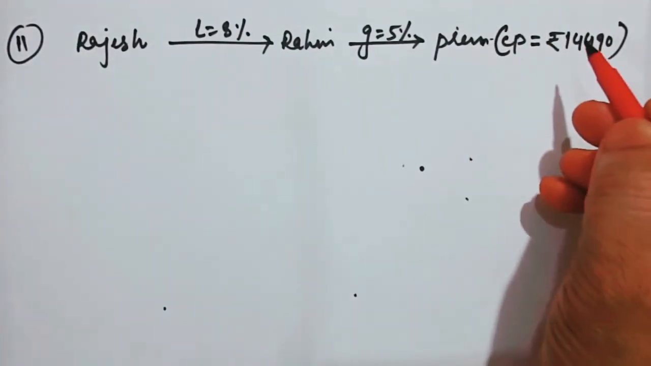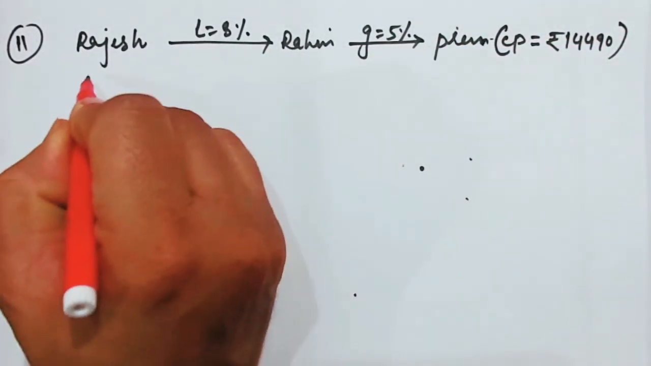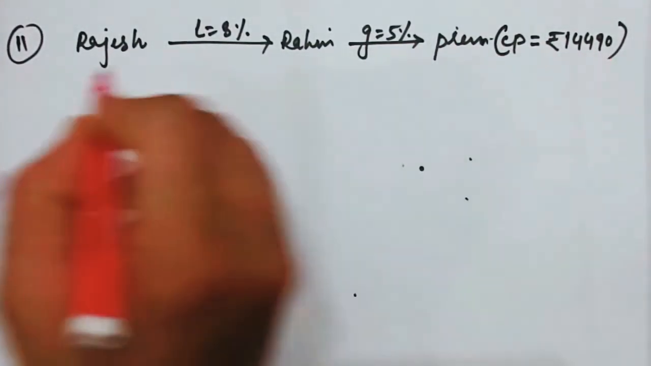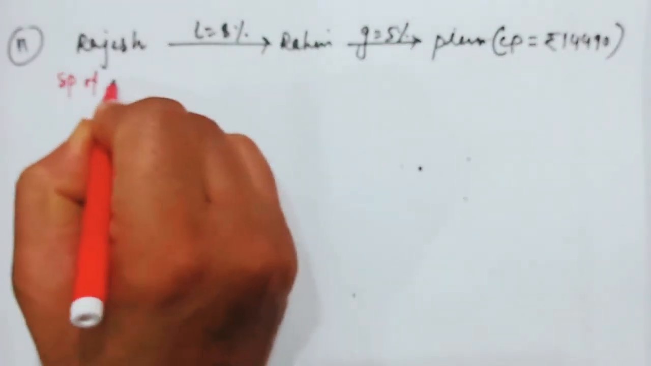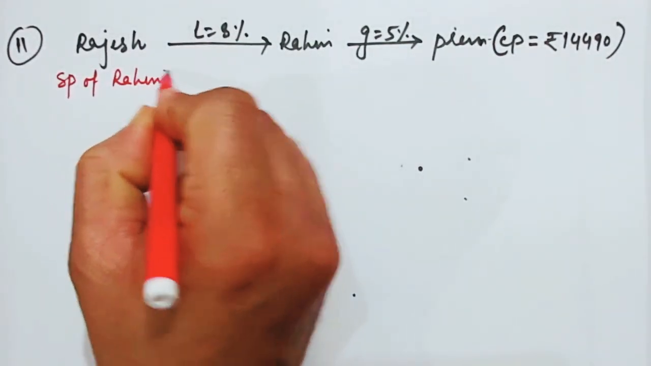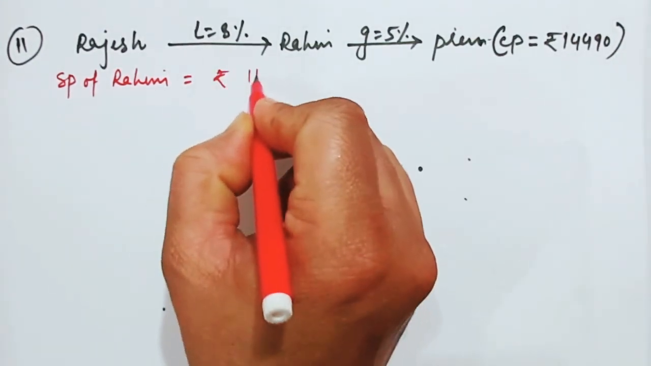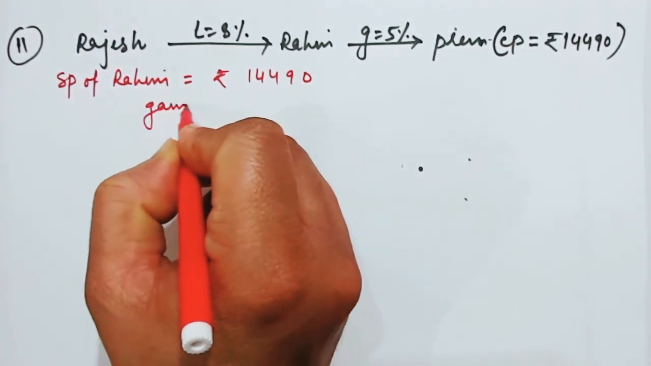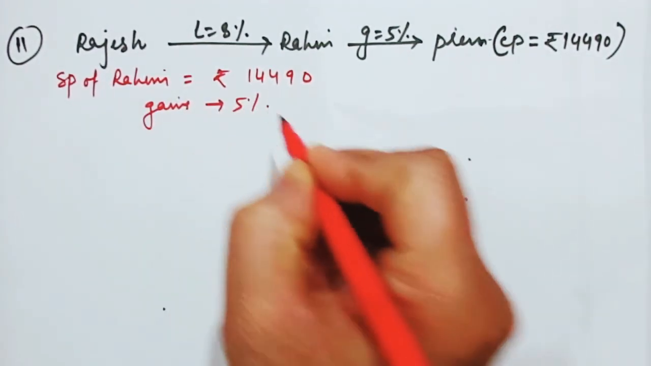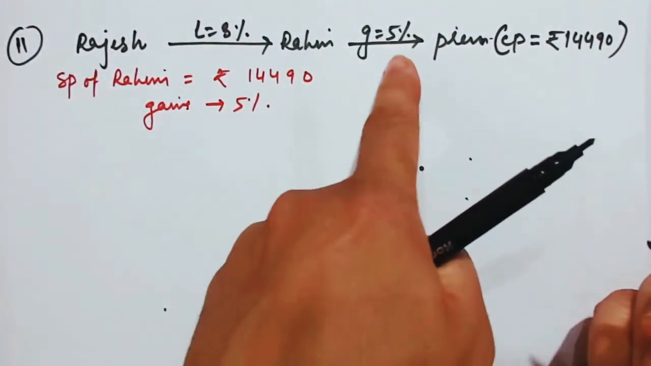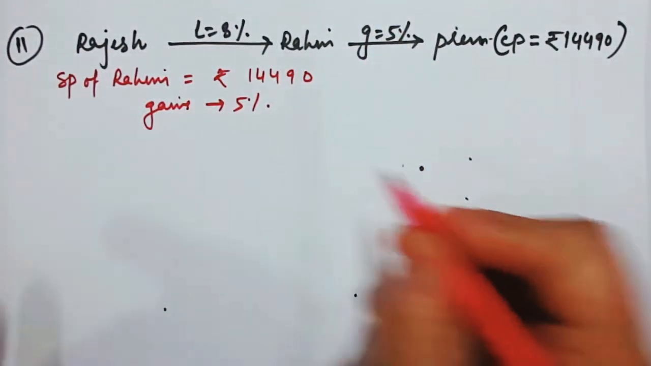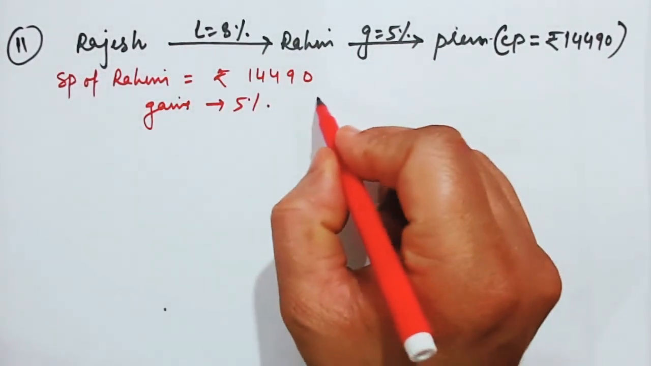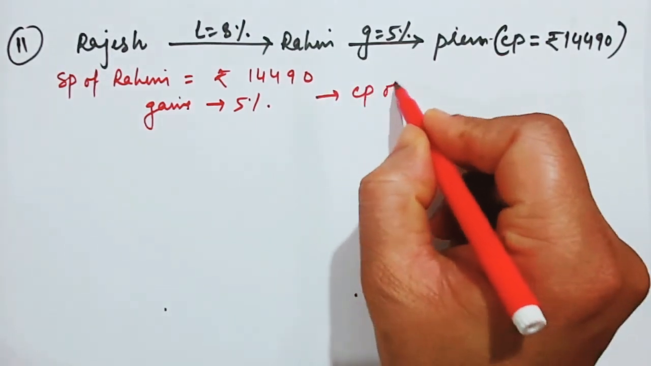Okay, we shall go in the backward direction. So cost price of Prem is 14490. So I'll write selling price of Rahim will be equal to rupees 14490. And then he gains 5%. Of course, Rahim gains 5% on selling the scooter. So selling price of Rahim is 14490, gain is equal to 5%. Can you please find out the cost price of Rahim?